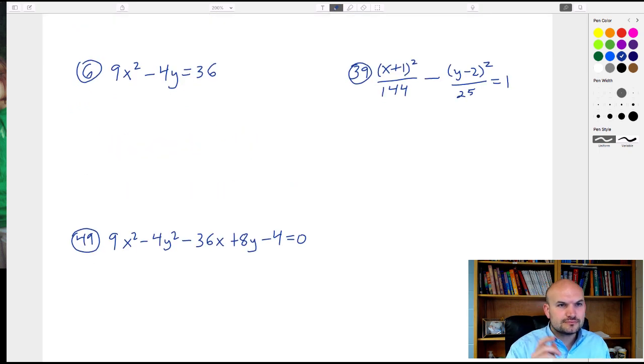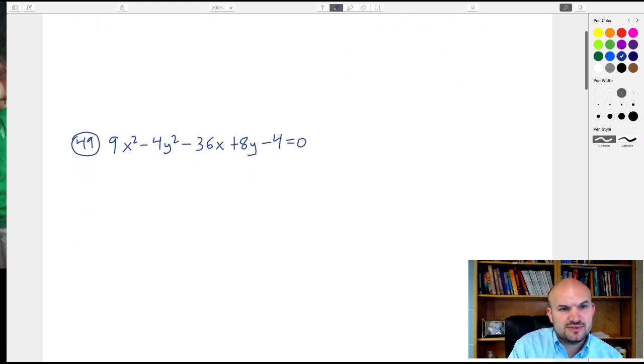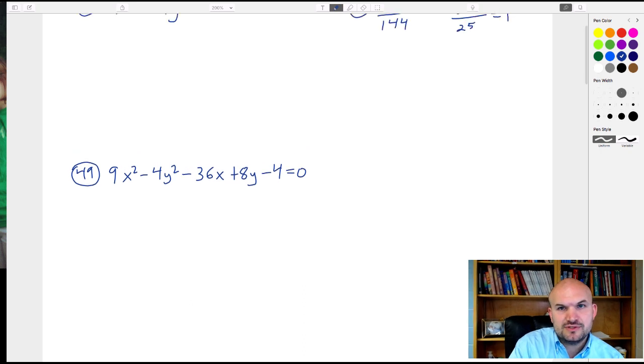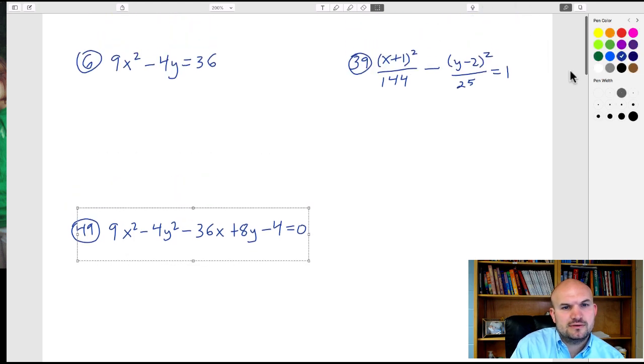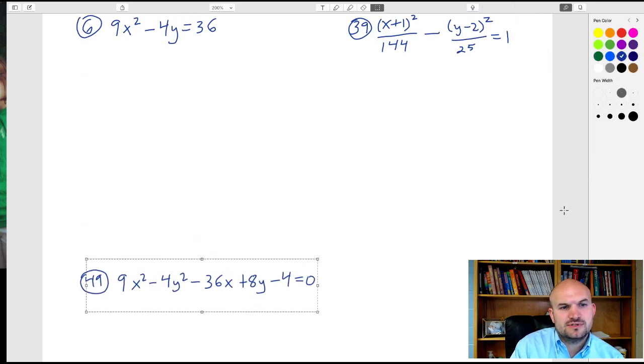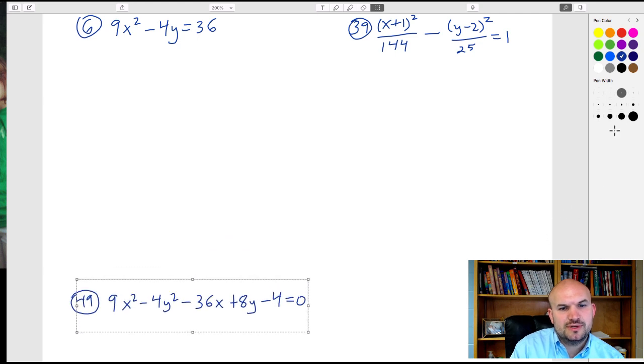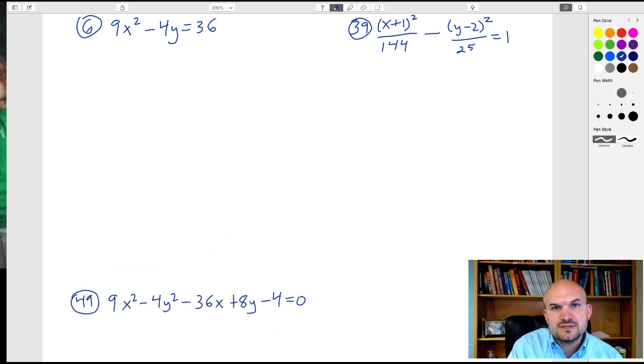All right. So these examples are asking us to sketch the graph. Now, I just noticed this one's looking a little bit close, so I'm just going to move that down a little bit.